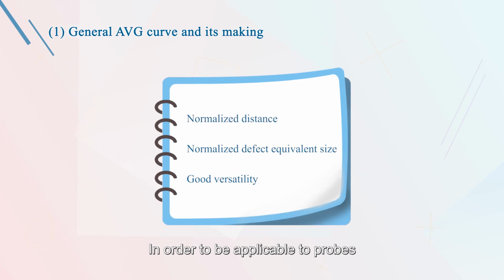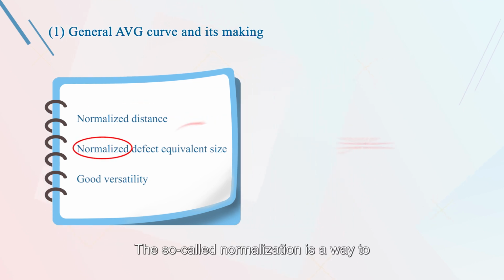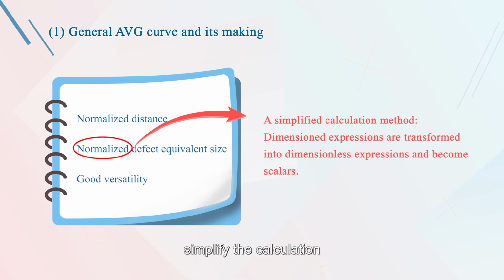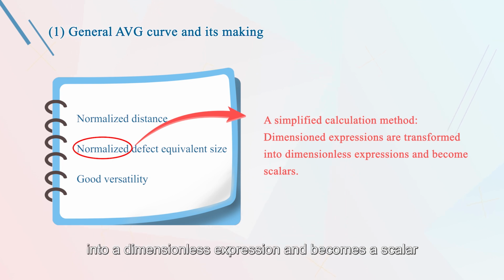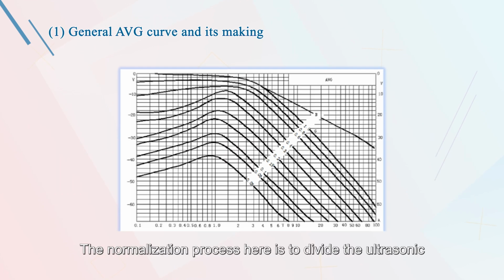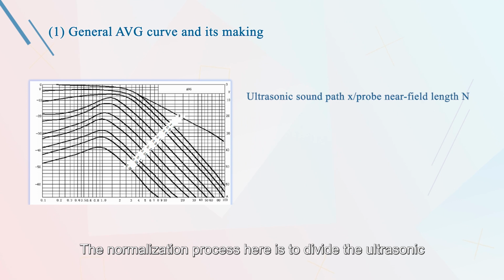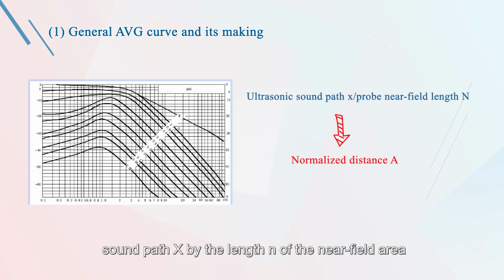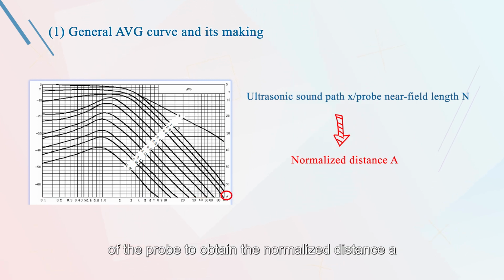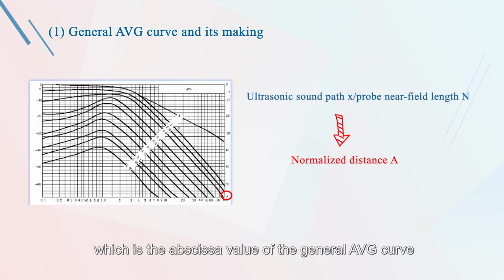In order to be applicable to probes of different specifications, the distance between the regular reflector and the sound source and the equivalent size of the defect are normalized. The so-called normalization is a way to simplify the calculation. That is, the dimensional expression is transformed into a dimensionless expression and becomes a scalar. The normalization process here is to divide the ultrasonic sound path by the length of the near-field area of the probe to obtain the normalized distance, which is the abscissa value of the general AVG curve.